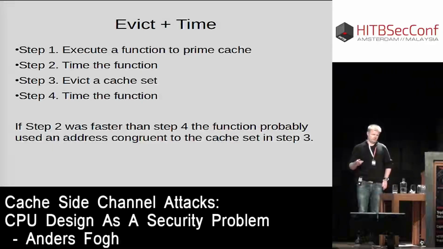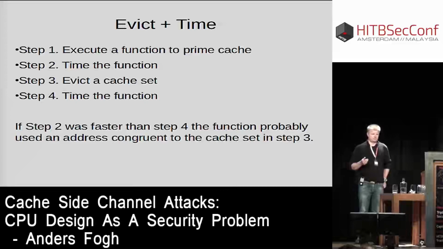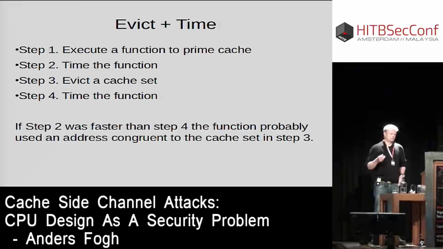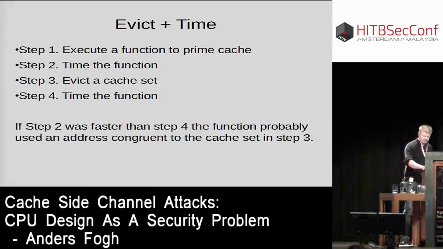So if step 2 was faster than step 4, the function probably used an address congruent to the cache set in step 3. Meaning in our password case, which is a bit unrealistic because you can't type a password in such a function, that wouldn't work. But if you could, we would know if the user has used an uppercase letter or not in his password. So it's a bit of a problem using this function. It limits the attack.